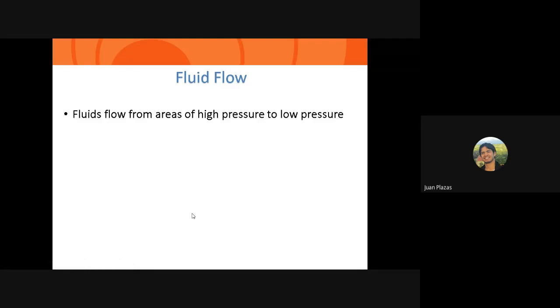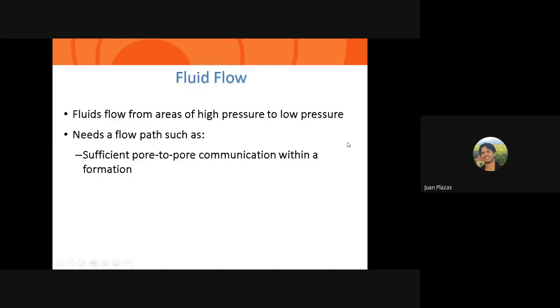Now there are two conditions for us to consider for the fluids to flow. The first condition is the underbalance. The underbalance means the differential pressure. Fluids always flow from areas of high pressure to low pressure. So it's important that we have enough underbalance to make the fluids flow. And the second condition is a pathway, a path. A path is given by pore-to-pore communication within a formation. That's why for us it's relevant to talk about permeability.